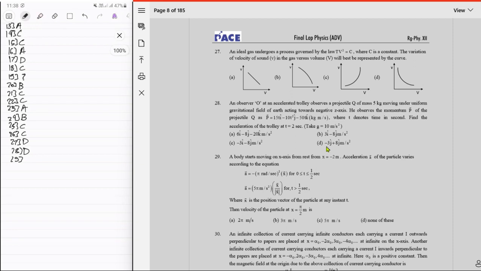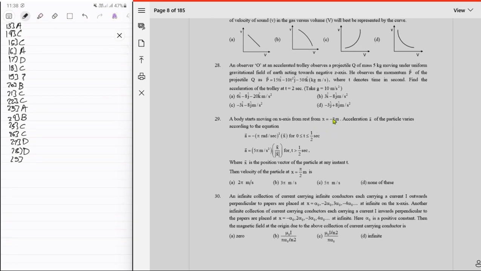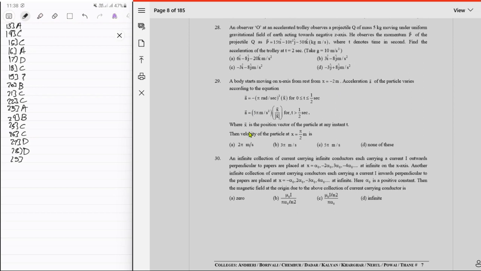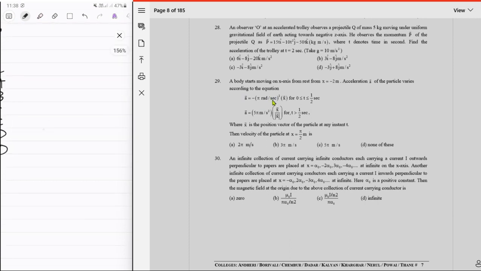Question 29: a body starts moving on the x-axis from rest, from x equal to negative 2. The acceleration of the particle varies according to this equation. So the acceleration is given, and it starts from x equal to negative 2. At t equal to 0, x is equal to negative 2, and the acceleration is this thing, negative pi radians per second square.